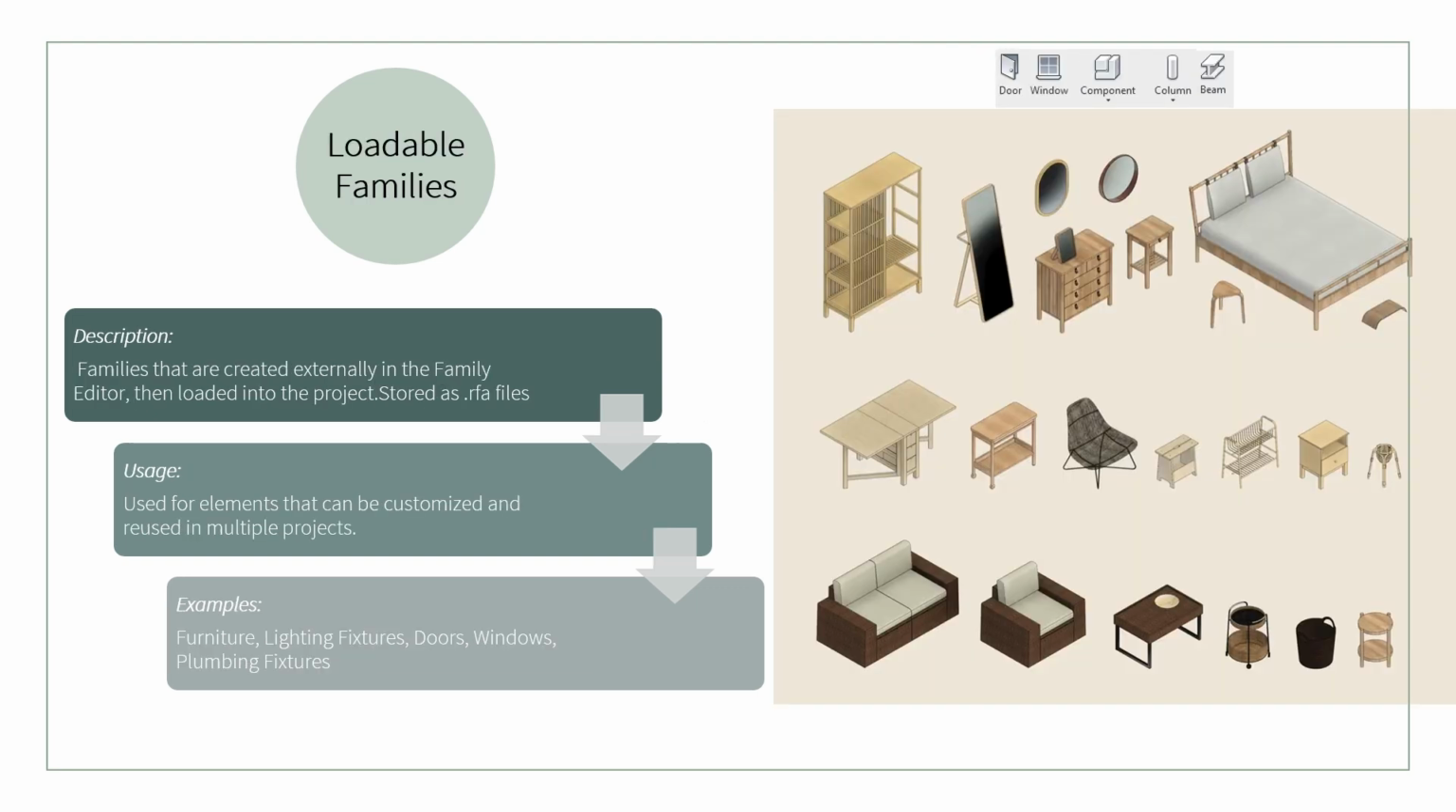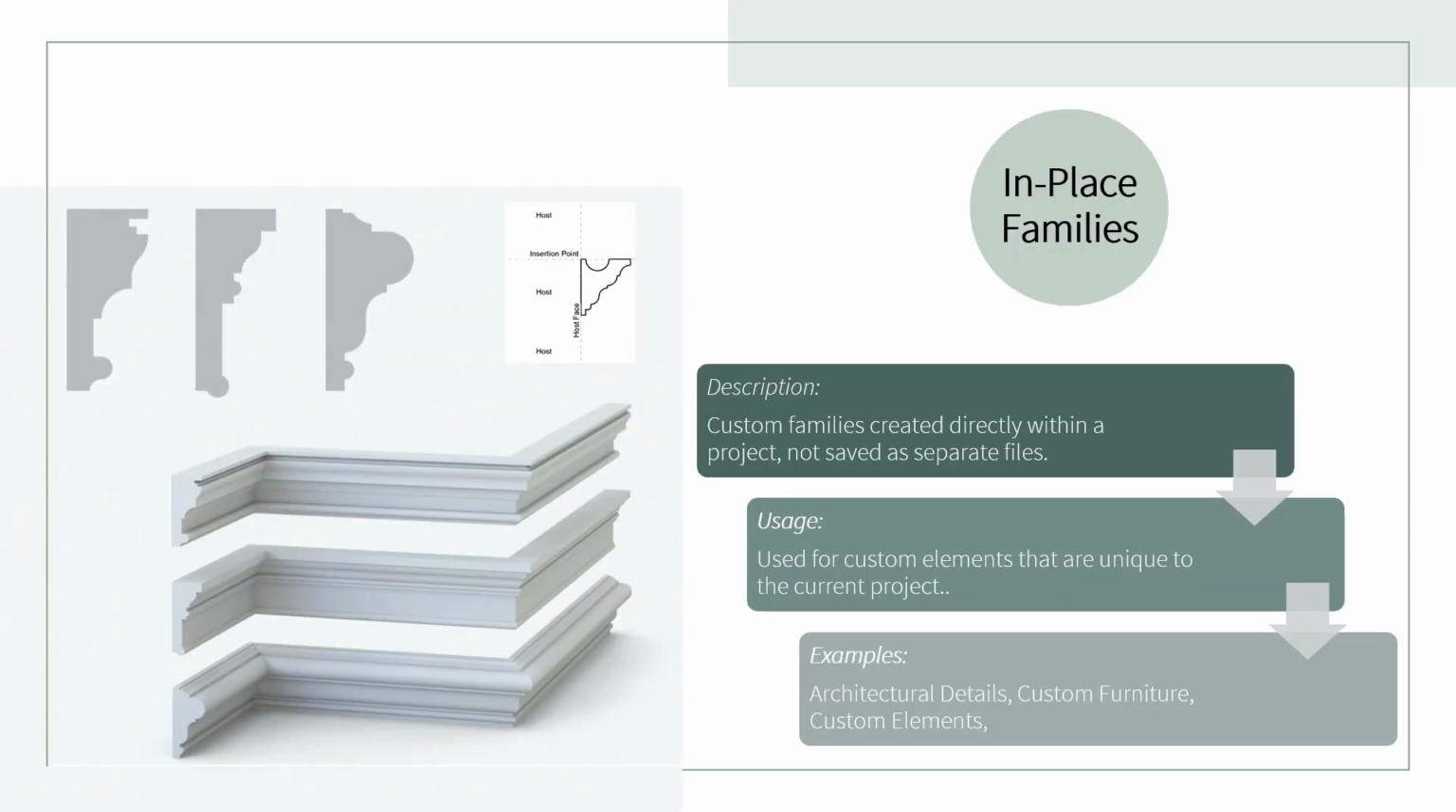Next, we have loadable families. These families are created externally using the family editor and are stored as .rfa files. Once they're created, you can load them into your project as needed. Loadable families are ideal for elements that can be customized and reused across multiple projects. Examples include furniture, lighting fixtures, doors, windows, and plumbing fixtures. These elements are highly customizable, and you can create, modify, and save them to use again in future projects, saving you time and effort.